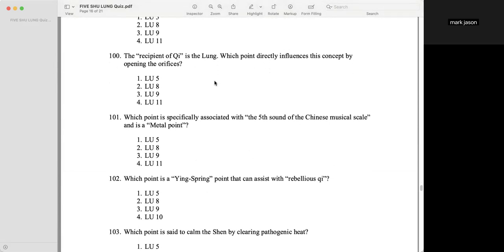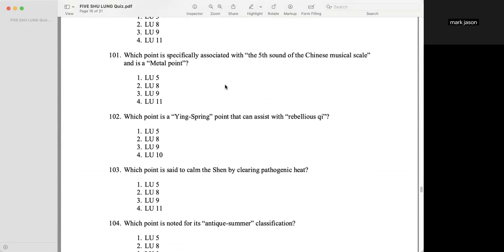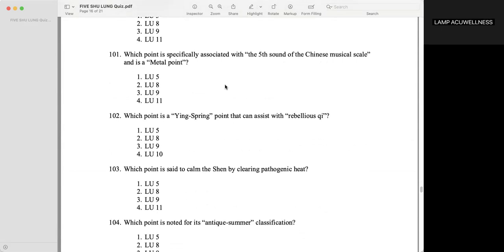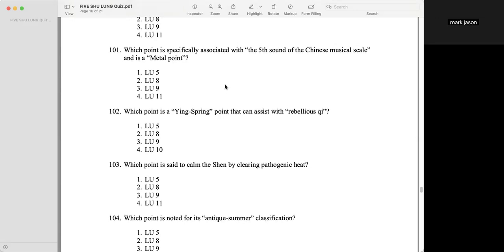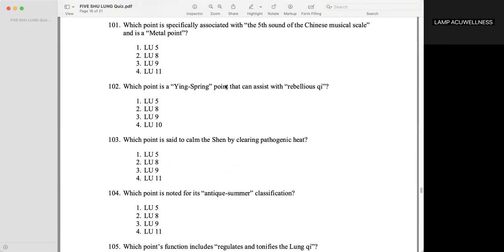Which point directly influences this concept by opening the orifices? Lung 11. Which point is specifically associated with the fifth sound of the Chinese musical scale and is a metal point? The same, lung 11. The answer is lung 11.